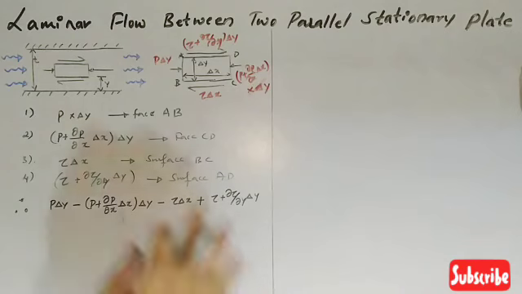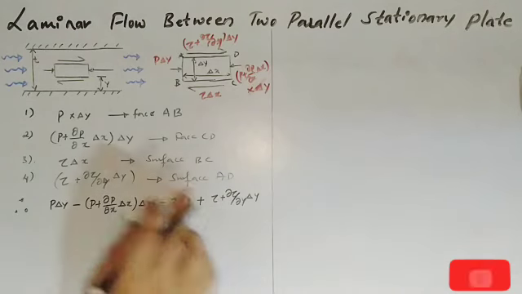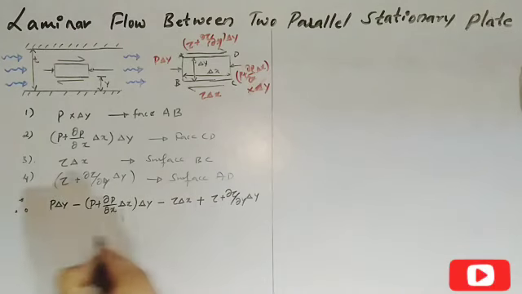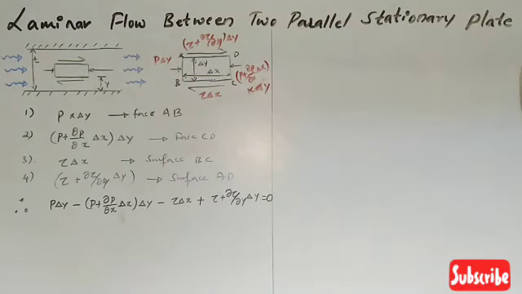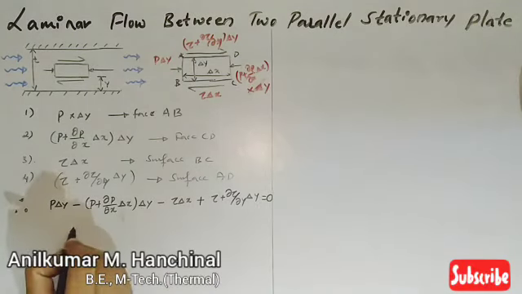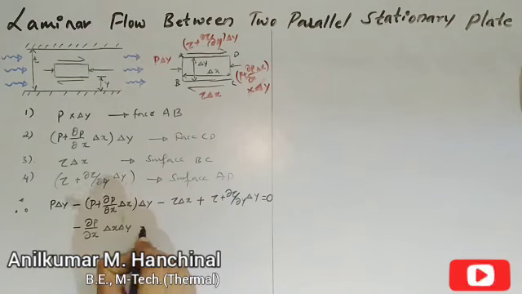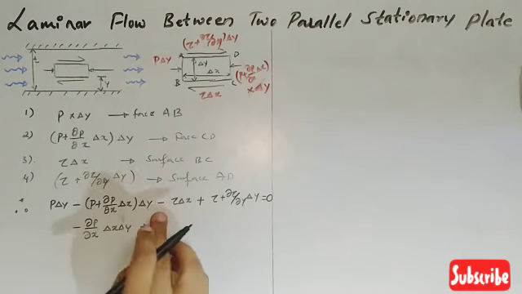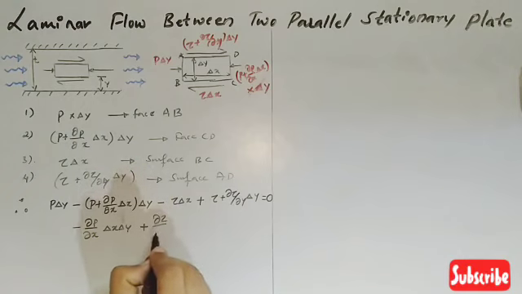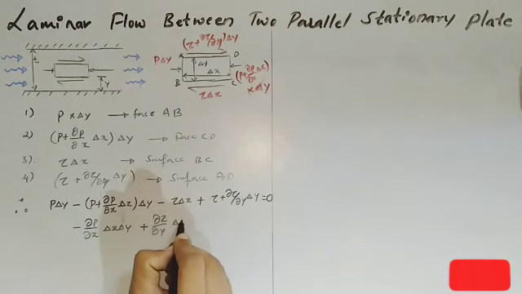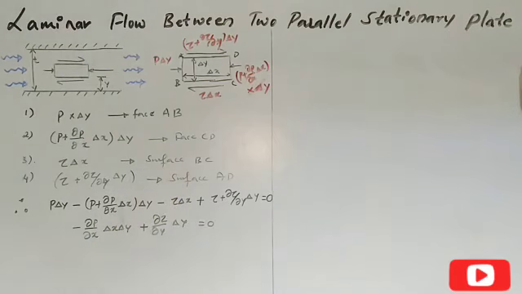Now if I simplify this equation, as it is equal to 0, I will get minus dou p by dou x into delta y plus dou tau by dou y into delta y will be equal to 0.